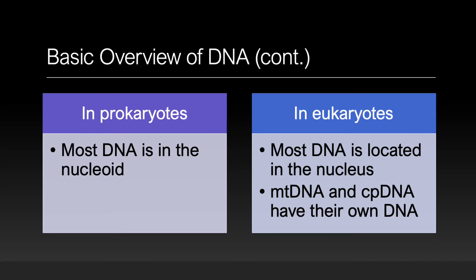So as a basic overview, if you recall, prokaryotes typically have a single circular chromosome, and they lack a nucleus. Whereas in eukaryotes, there is a nucleus, and it typically holds multiple linear chromosomes. So in prokaryotes, most DNA is contained in the nucleoid. In eukaryotes, most of it is located in the nucleus. However, there is mitochondrial DNA or mtDNA and chloroplastic DNA or cpDNA, which have their own genome, and this can be explained by the theory of endosymbiosis.